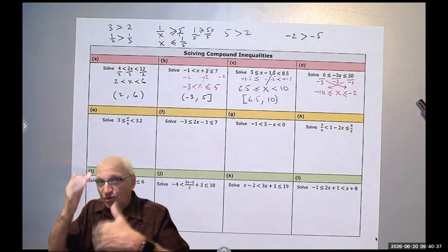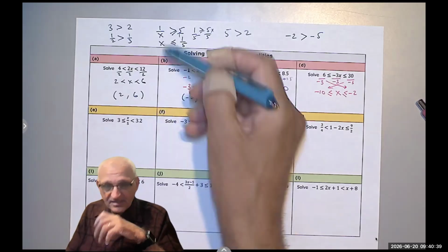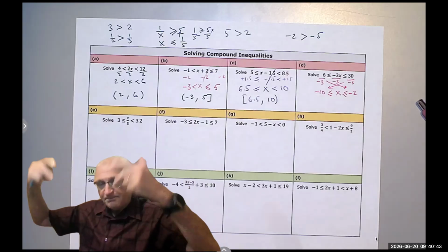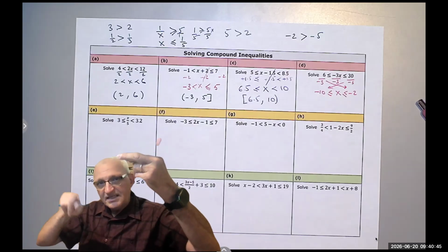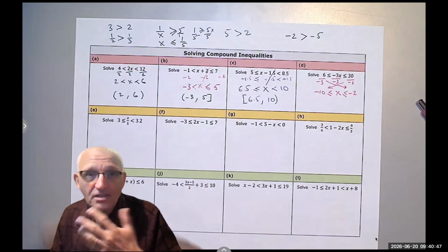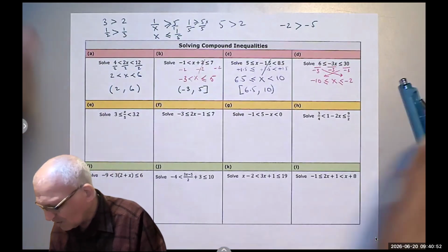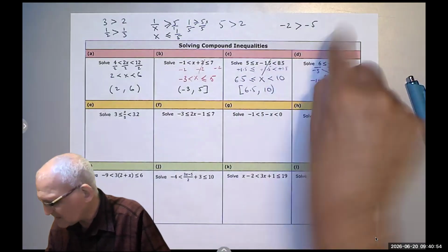But if I know the reciprocal, if I have x in the denominator, I can flip it over to the numerator, flip the other side, and then change the inequality. If it's greater than, I make it less than, and so on and so forth. We'll go over some of this stuff.